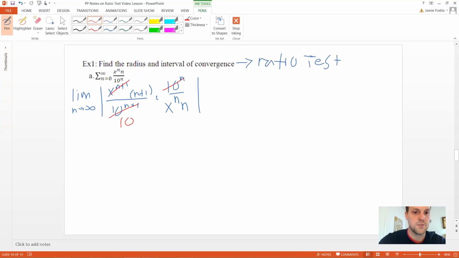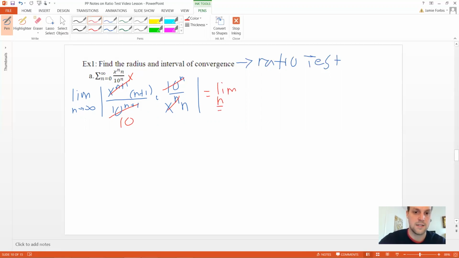Same thing right here. The x to the n plus 1 and x to the n. I'm getting rid of the x to the n's, and I'm left with just x right here. That's because, again, we can split apart x to the n plus 1 into x to the n times x. So what this reduces to is the limit.